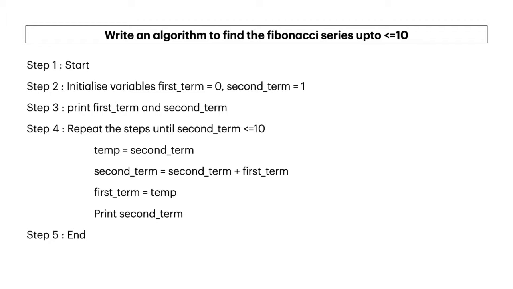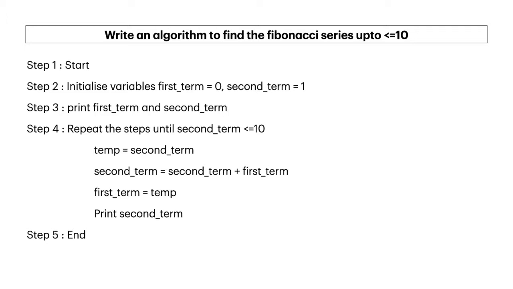So the first step would be start. In second step we would initialize variables. First term, the value of first term would be initialized at 0. Second initialization of variable is second term, the value of second term would be initialized at 1. So we have initialized our first two terms of the series, that is the 0 and 1. In third step we will print first term and second term.